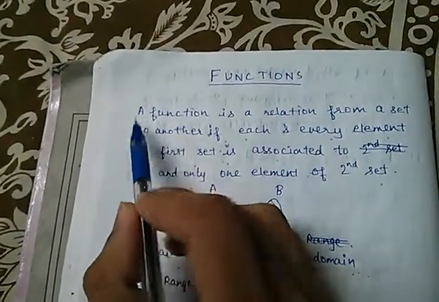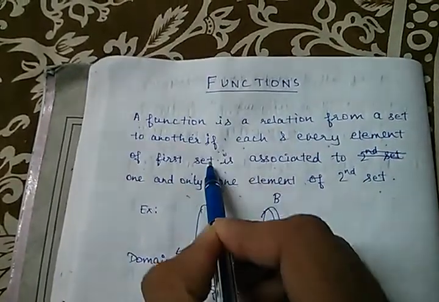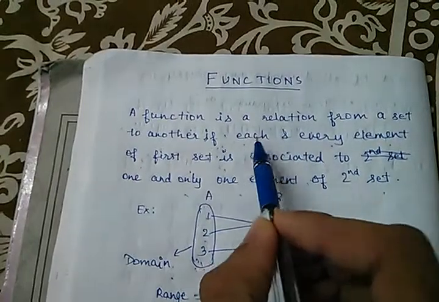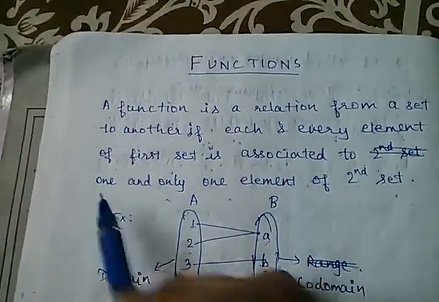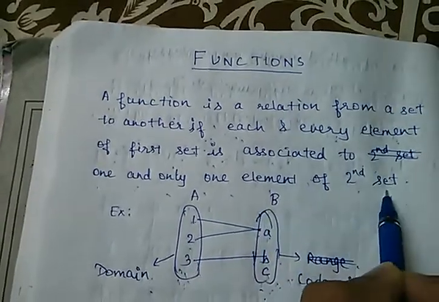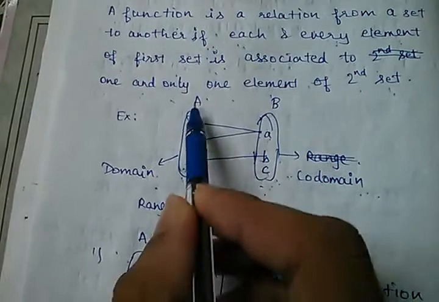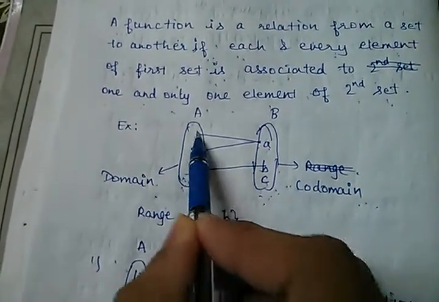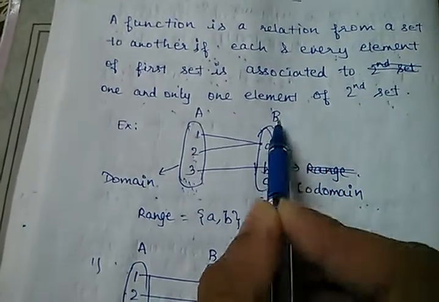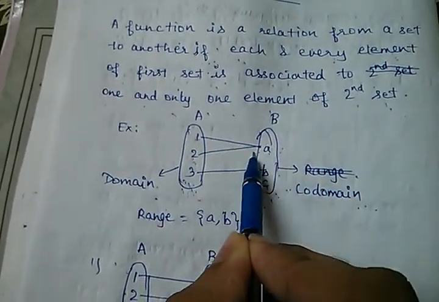Now a function is a relation from a set to another set if it satisfies this condition that each and every element of the first set is associated to one and only one element of the second set. We can see that in the two sets, A is the first set in which we have the elements 1, 2, 3, and each element of the set A is associated to the set B, and it is associated to one and only one element.